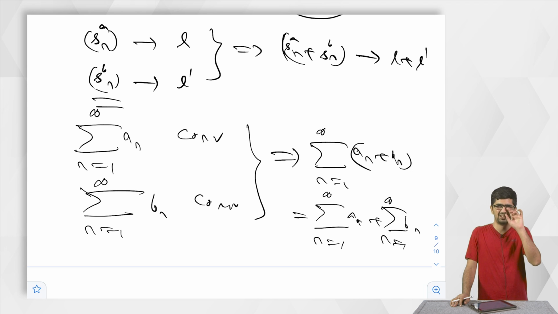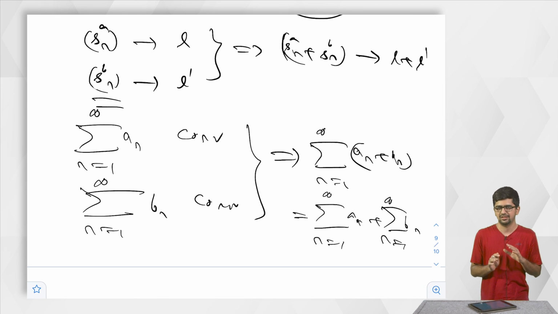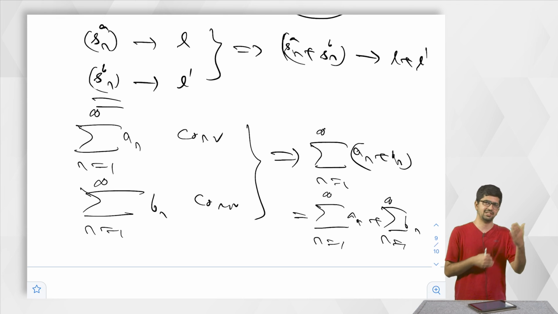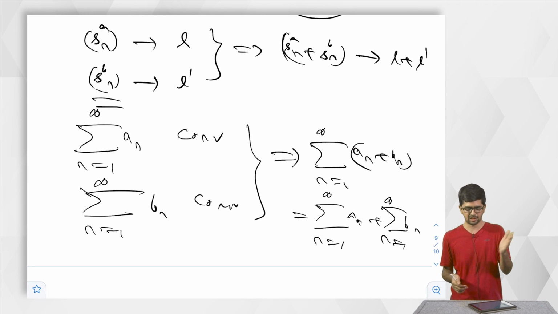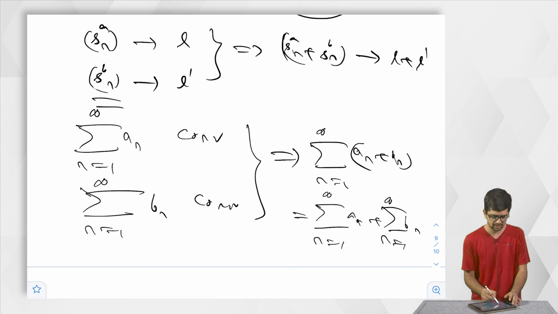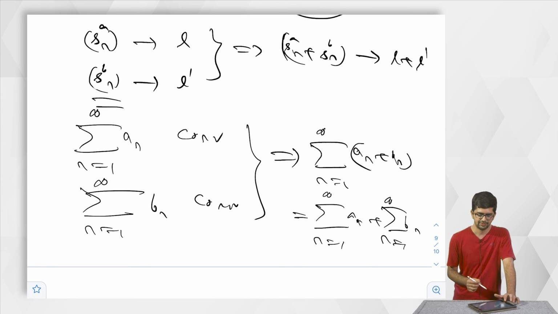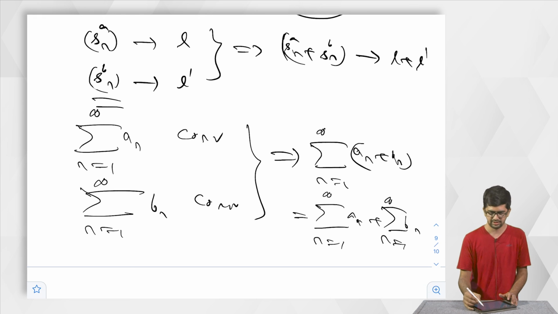You can check for yourself whether you can. This is an exercise. What results about limits of sequences can we just copy paste here to say something about series? That's an interesting exercise. Check for yourself.